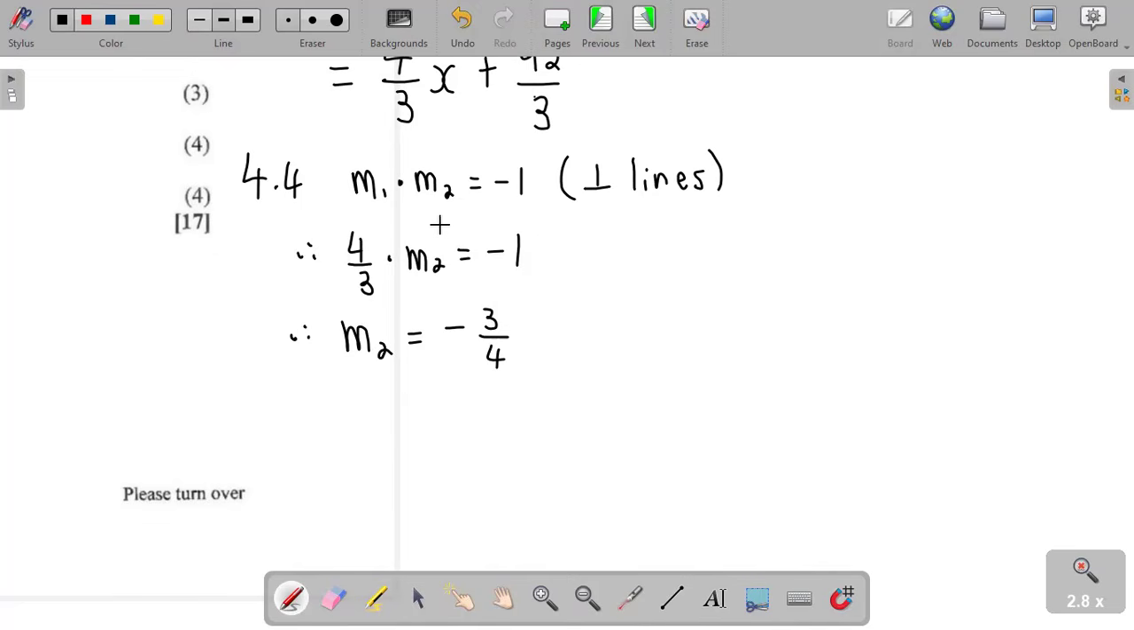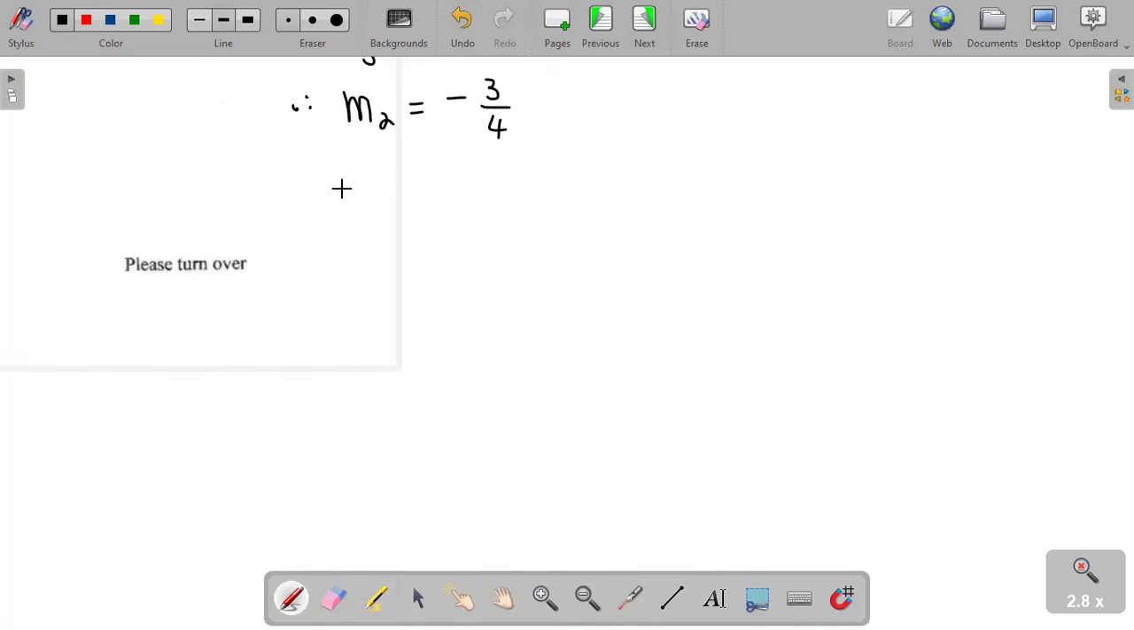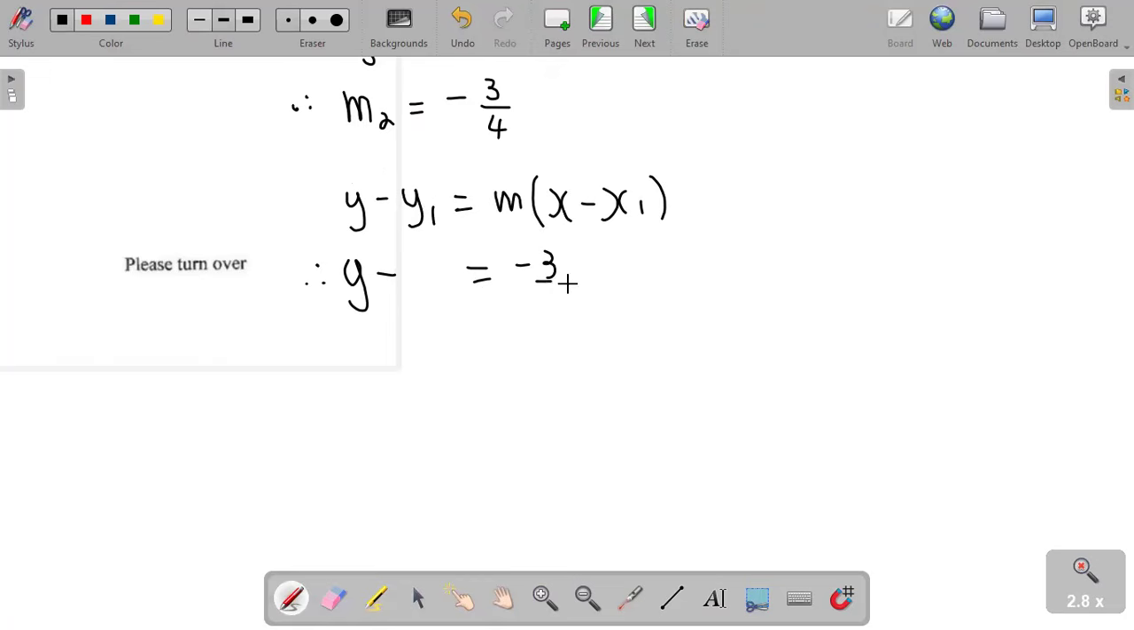So we use the perpendicular lines here. Then we can come back to our equation: y minus y1 equals m times (x minus x1). So then it's going to be y minus something, then negative 3 over 4, and then x minus.